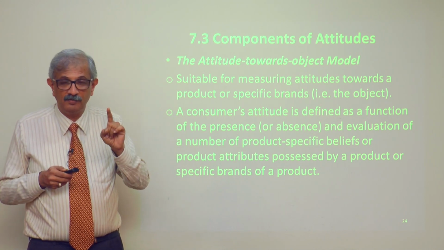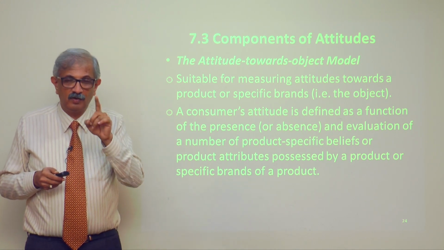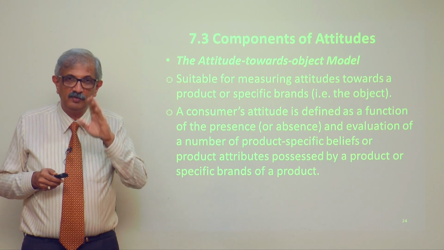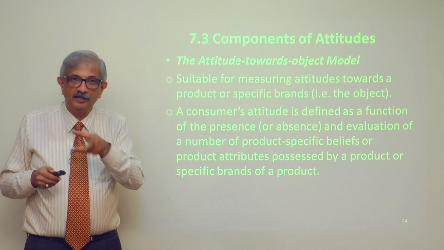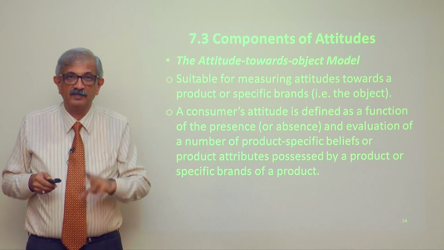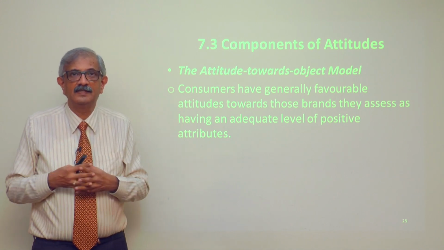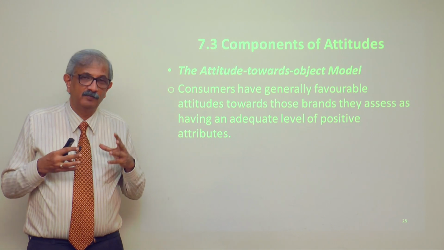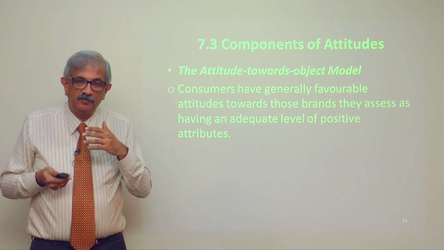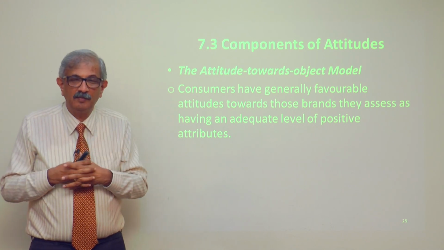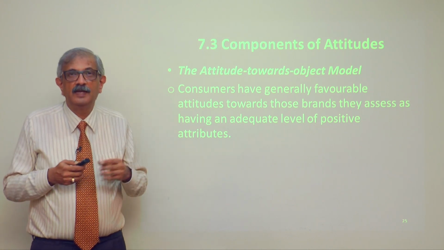We are studying the multi-attribute model. In that, attitude towards object model is one, where the object is a product or a service with multiple attributes. The attributes of the product or the service, their presence or absence will determine your attitude towards that product or the service. So that's the gist of it. Consumers generally have favorable attitudes towards those brands they assess as having an adequate level of positive attributes. So naturally you will be positive towards those who have the multiple attributes you expect present in them. Then only they will come under your positive frame of mind and the evoked set, etc. So that's a given of the attitude towards object model.